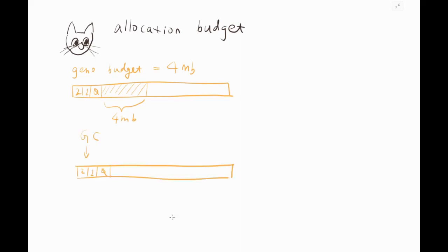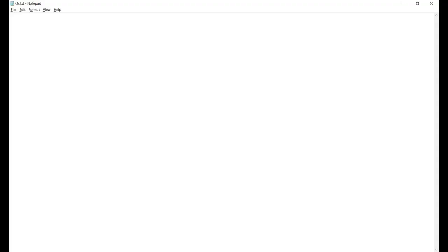In this GC, we'll discover nothing survived, so Gen 0 starts back at the beginning. And when you have allocated another 4 megs, another Gen 0 GC would be triggered. We repeat this cycle. This all seems pretty simple, but let me leave you with these questions.